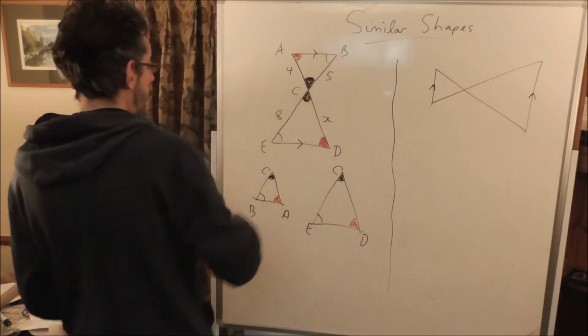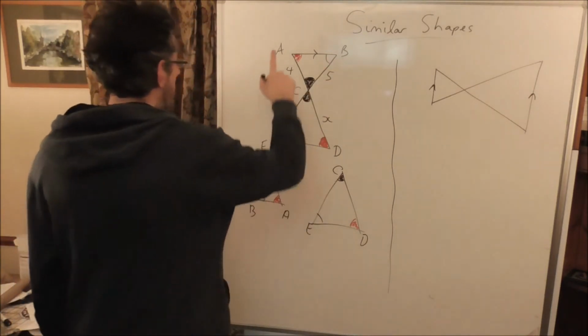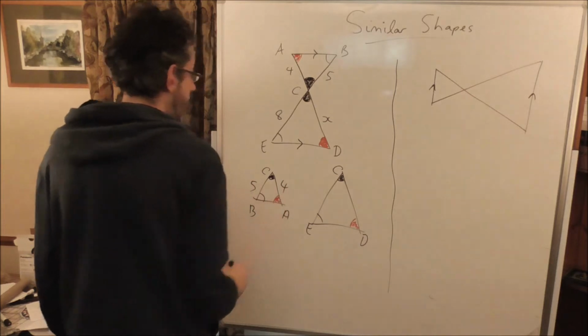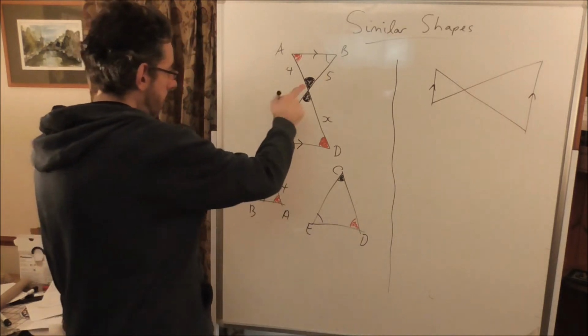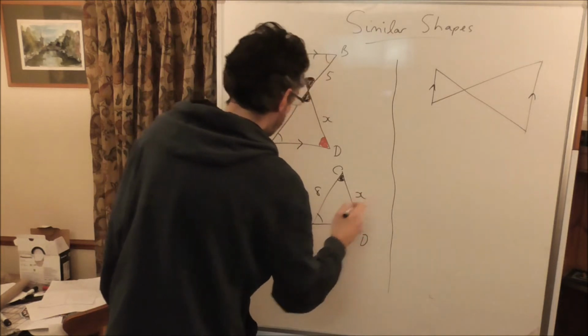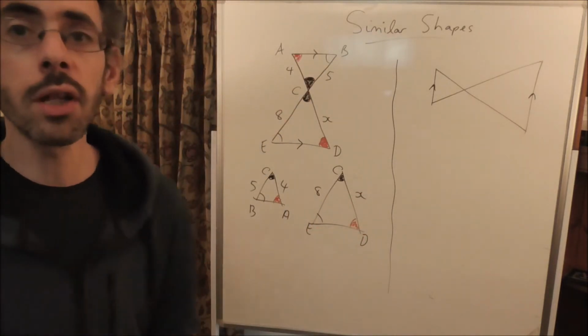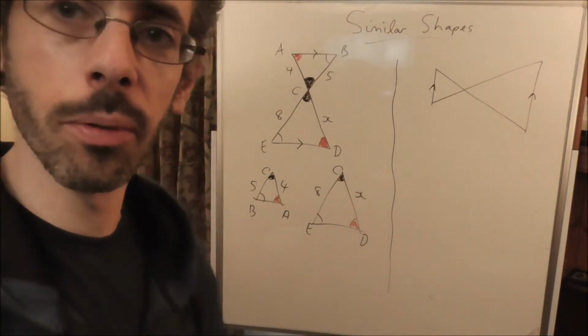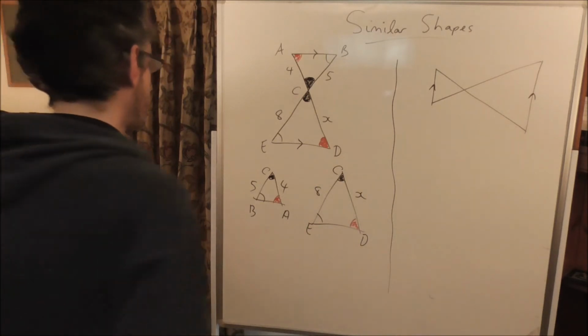So BC is 5, which is now over here. AC is 4, which is over here. And on the big triangle we've got CE is 8, and CD I'm calling X, and that's what we're trying to find. Let's use method 2 to find X. Let's set up an equation.